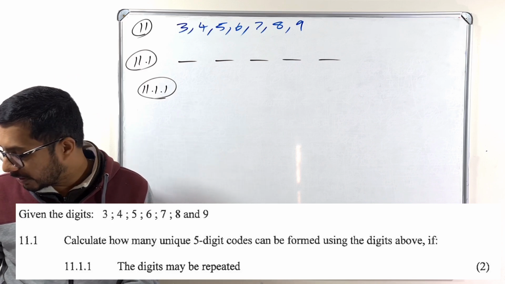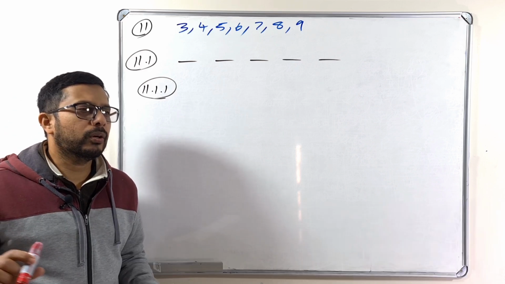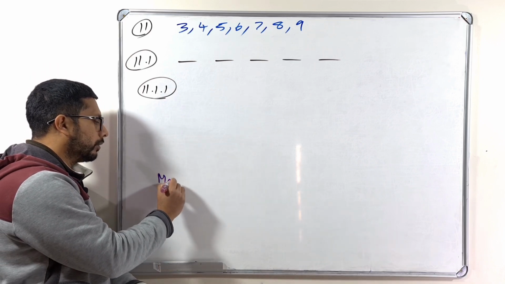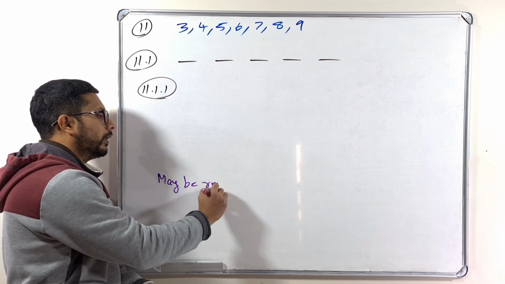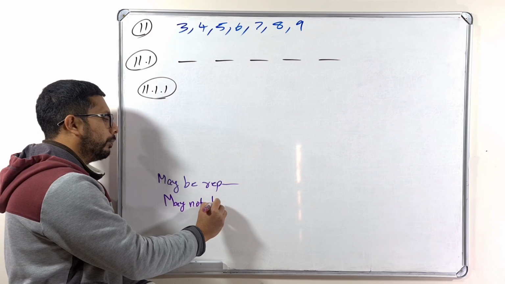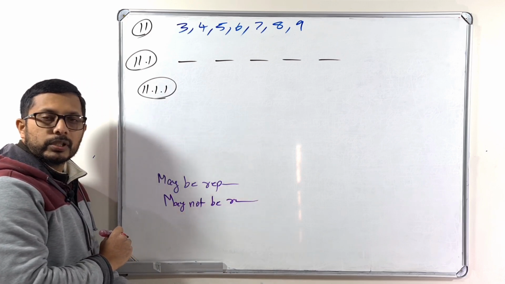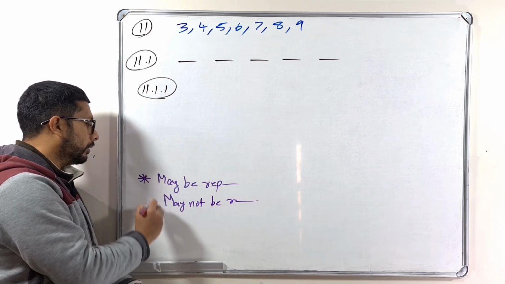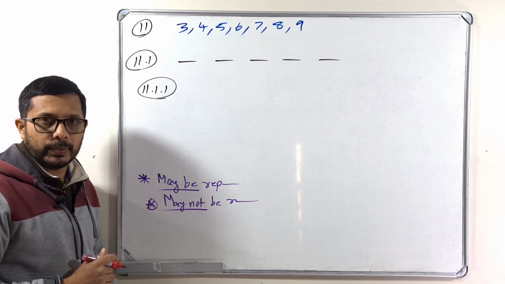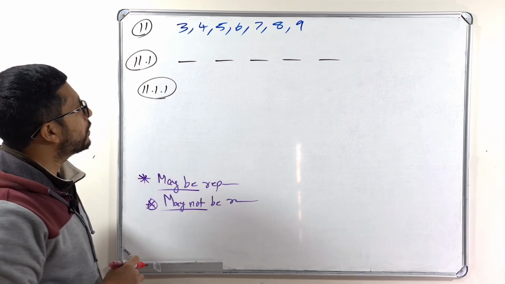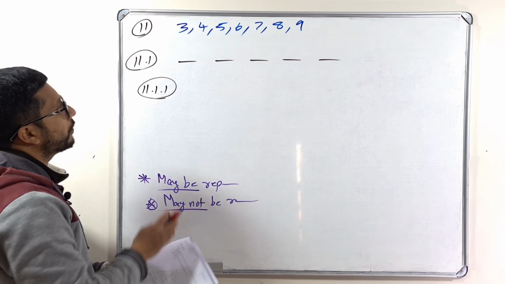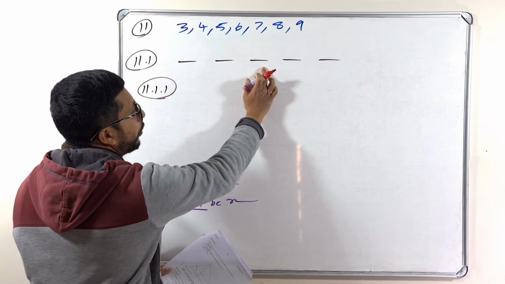What is the meaning of that? In these probability questions, or almost all the probability questions, you can see "may be repeated" and then "may not be repeated". It is very important that you understand "may be repeated" and "may not be repeated". May be repeated means, for example, how many spaces are here? How many codes are there?